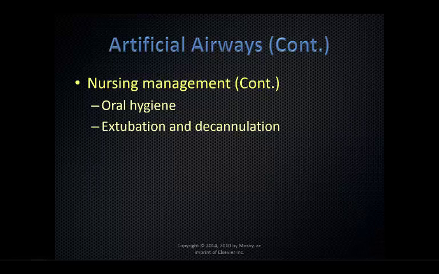Now, after the airway is no longer needed, it should be removed. Extubation is the process of removing the endotracheal tube, and decannulation is the process of removing a tracheostomy. They are both simple procedures. They can be performed at the bedside, but it's important to ensure that you have the proper equipment there, and that you are ready in case the patient does not have a successful extubation, so that you're able to re-intubate the patient. Something to consider.